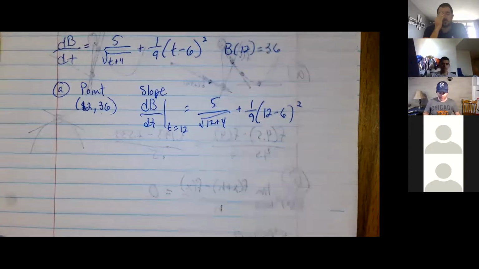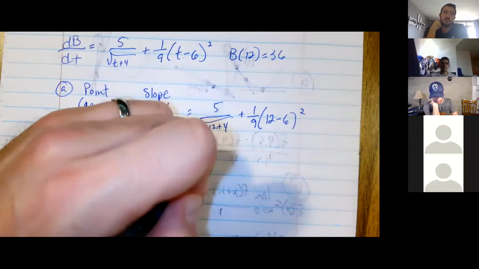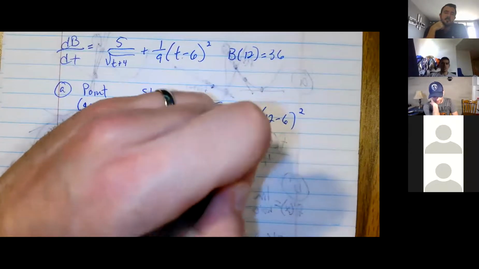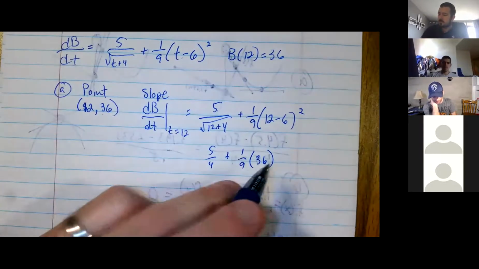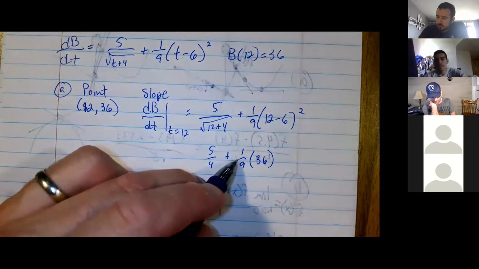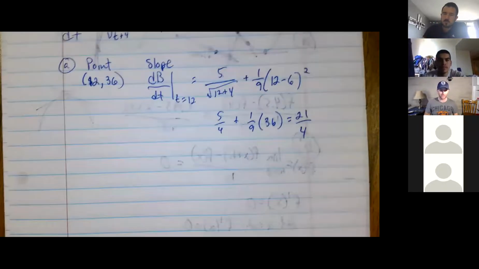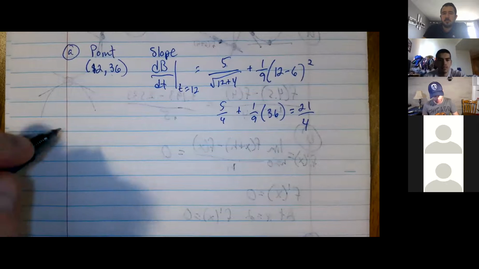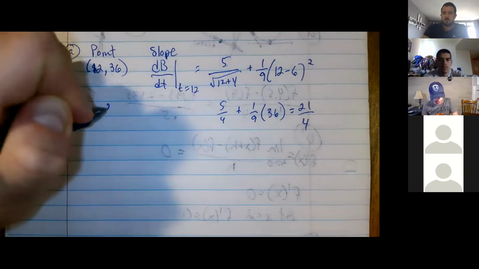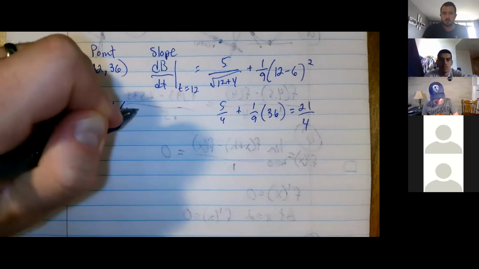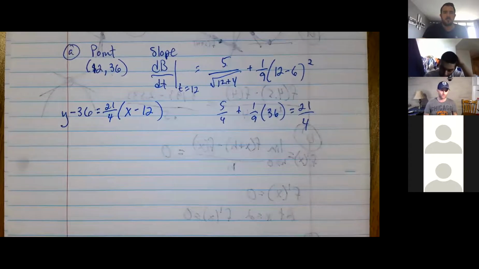But if you did simplify, of course, you get 5 over the square root of 16, so that'd be 5/4, plus 1/9 times 12 minus 6, which is 6 squared, which is 36. 1/9 of 36 is 4, so 5/4 plus 4 gives us 21/4. So 21/4 is the slope of the tangent line. And so then you write your equation: y minus 36 equals 21/4 times (x minus 12). All right, so that is the first point.